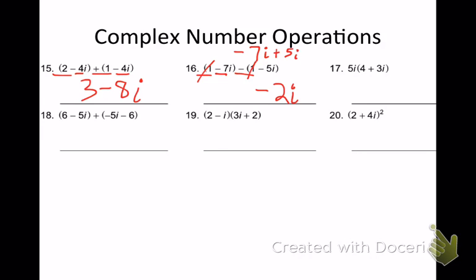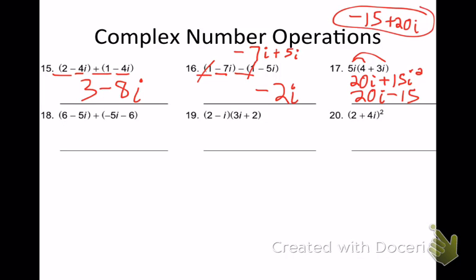17. On a problem like 17, Kyle, what do I need to do here first? I need to distribute. So when I distribute here, I get 20i plus 15i squared, right? Now, what's i squared equal? Negative 1. So really, I have 20i minus 15, right? But is that how I want my answer written? No. What do I want first? Negative 15. So negative 15 plus 20i should be my answer right there. 18. What happens to i squared, though? i squared is substituted out because negative 1 equals i squared. So it's like substituting negative 1 in for i squared.